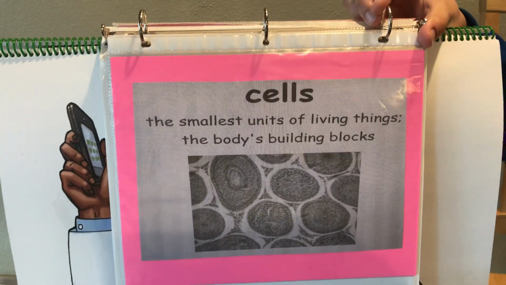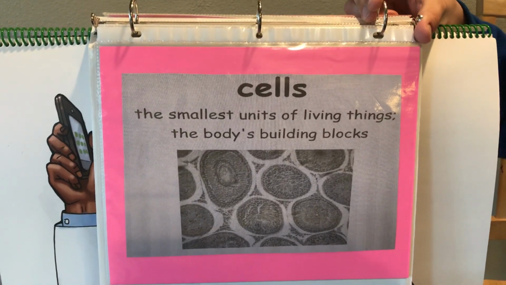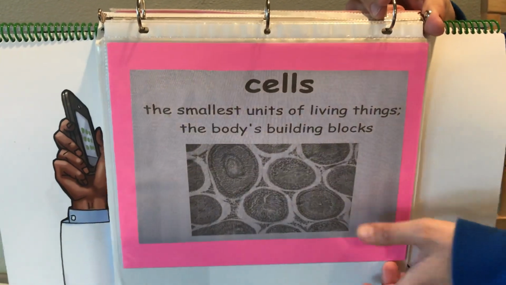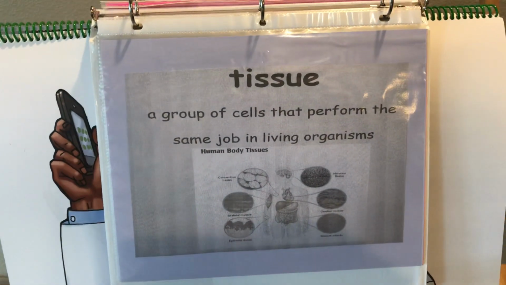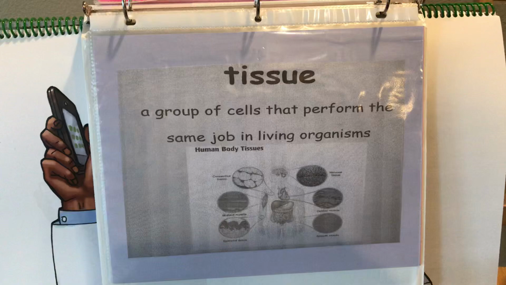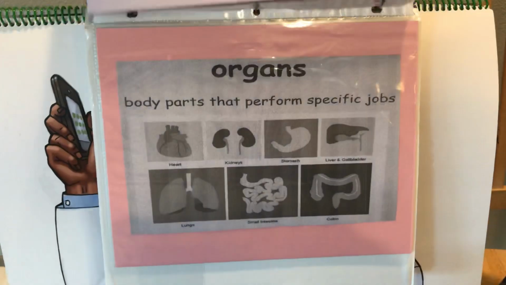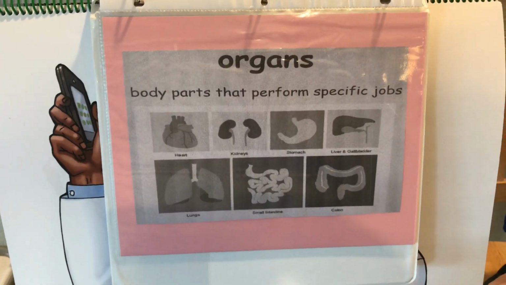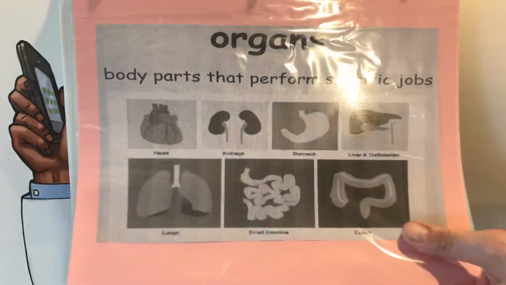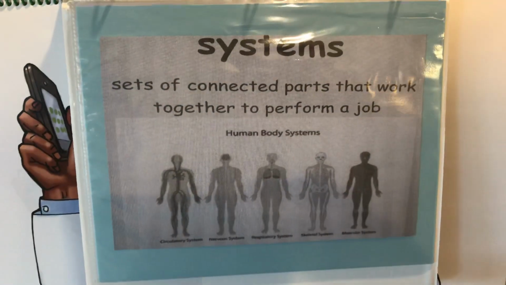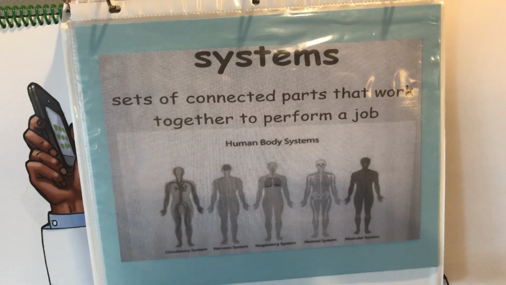Our first vocabulary word is cells, the smallest units of living things, the body's building blocks. Next word is tissue, a group of cells that perform the same job in living organisms. Organs are body parts that perform specific jobs. And systems, which are sets of connected parts that work together to perform a job.